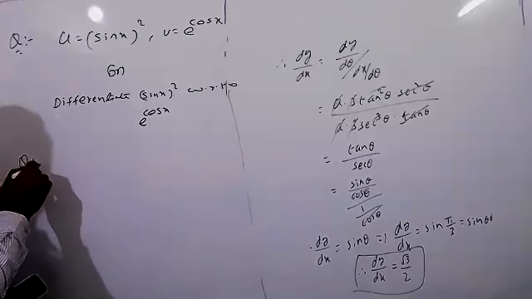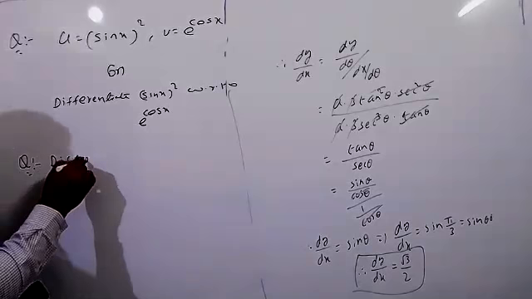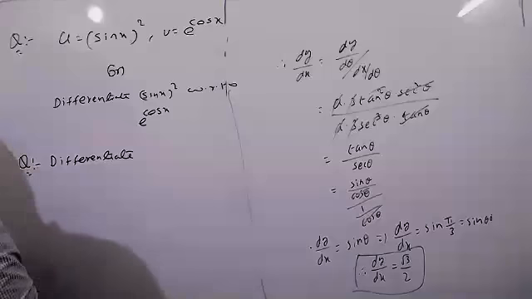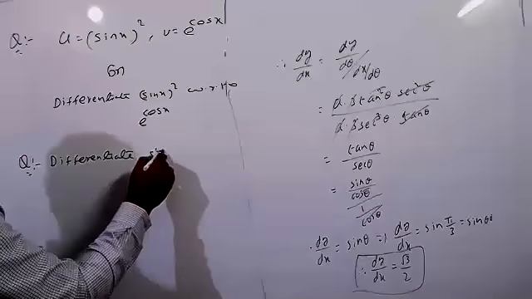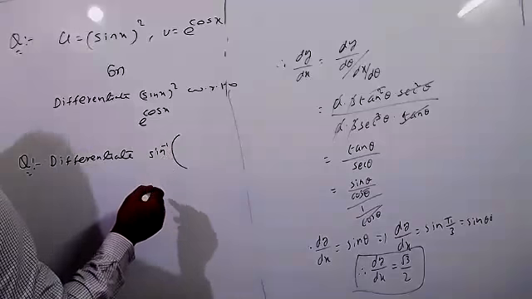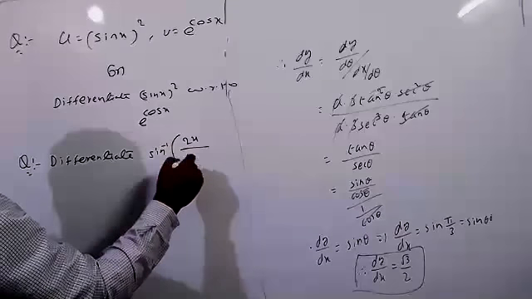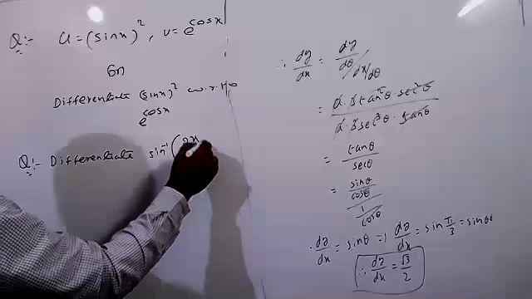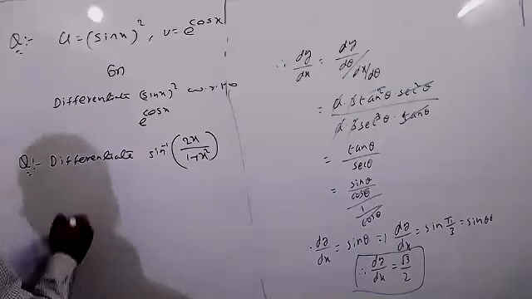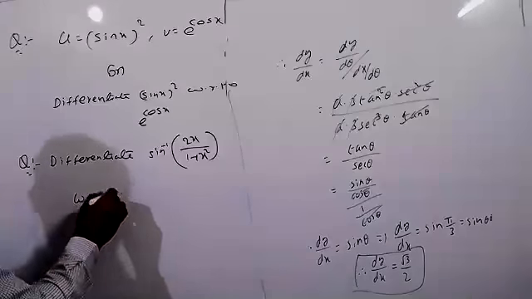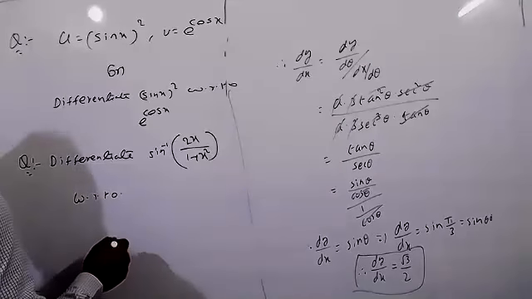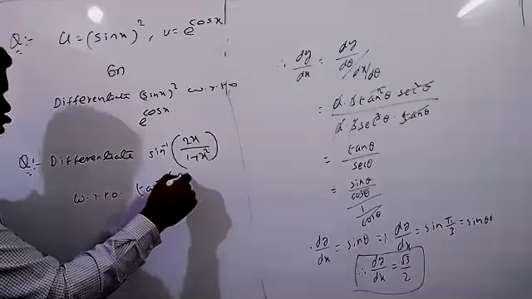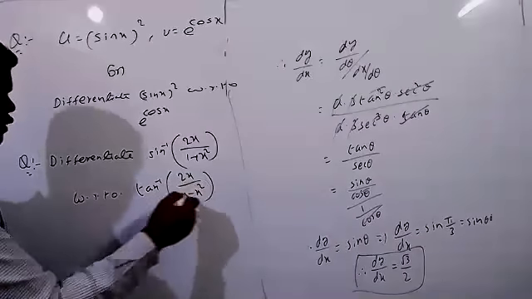Next, differentiate sin inverse of 2x by 1 plus x square with respect to tan inverse of 2x by 1 minus x square.